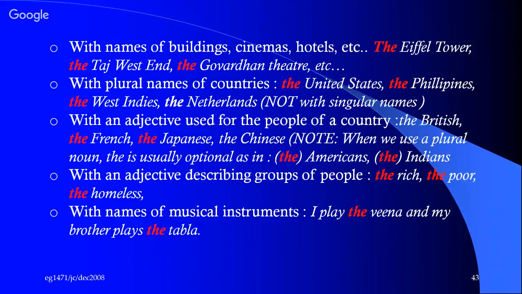But it is not used with singular names. With an adjective used for the people of a country, the British, the French, the Japanese, the Chinese. Note, when we use a plural noun, the is usually optional, as in the Americans. You can say the Americans, or you can simply say Americans. You can say the Indians, or you can simply say Indians. With an adjective describing groups of people, the rich, the poor, the homeless, etc. With names of musical instruments, I play the veena and my brother plays the tabla.